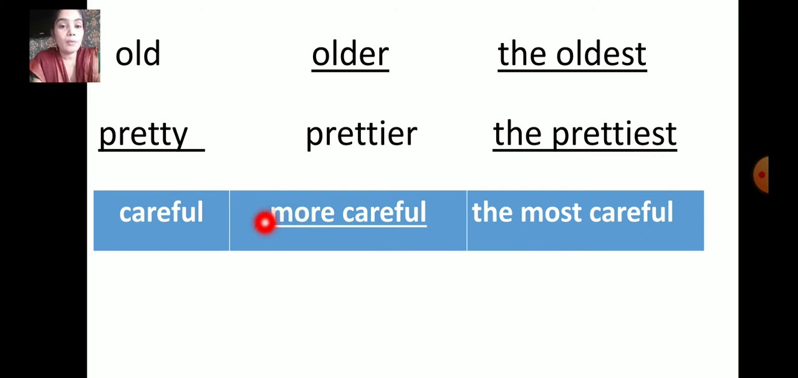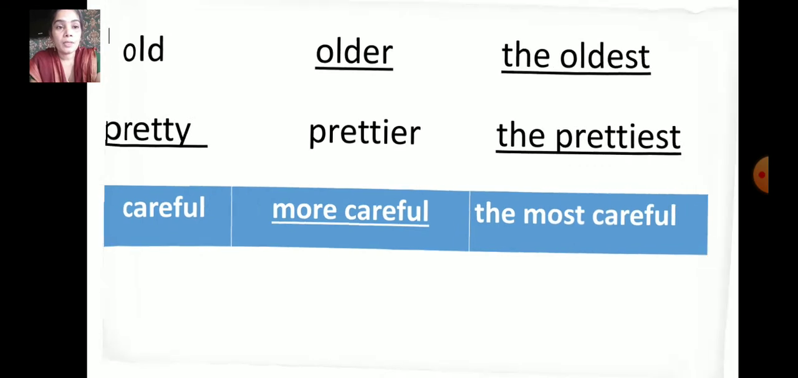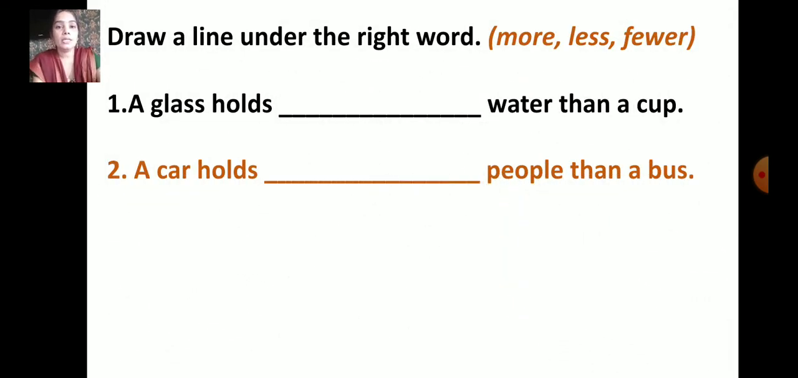So when there are more syllables, you have to add the word more, the most. So here, careful, more careful, the most careful. If there are more syllables, you just have to add the word more and the most. So careful means more careful, the most careful.